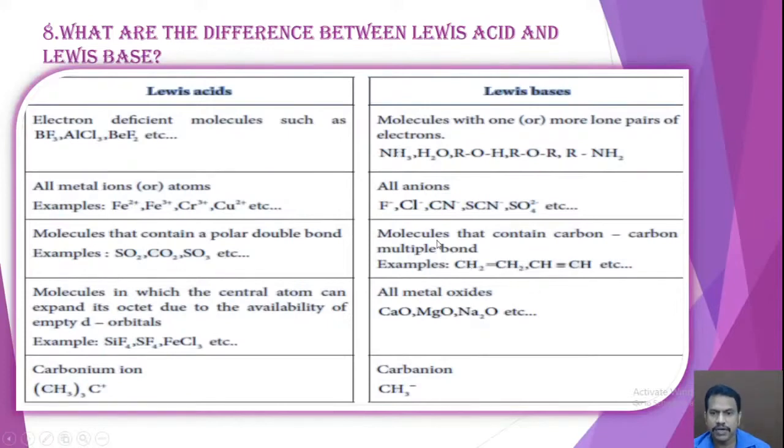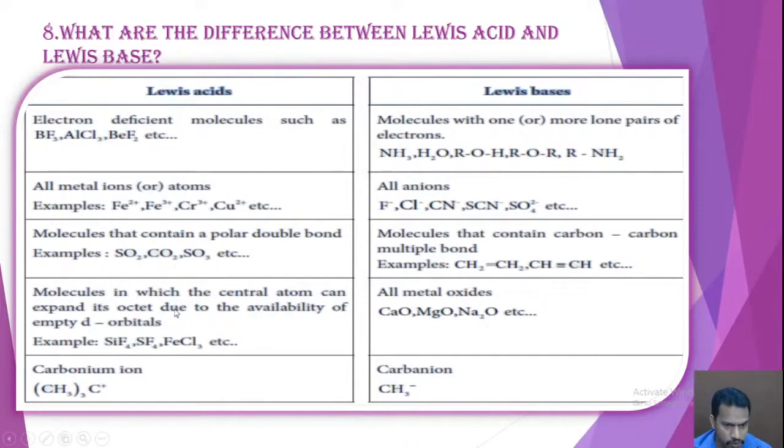Then a molecule that contains a carbon multiple bond. Multiple bond means it is ready to donate a negative charge. Negative means an electron rich center, ready to donate negative charge. So ethylene and alkyne, these come under Lewis bases, ethene and ethyne, right?